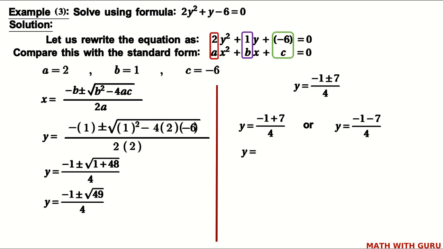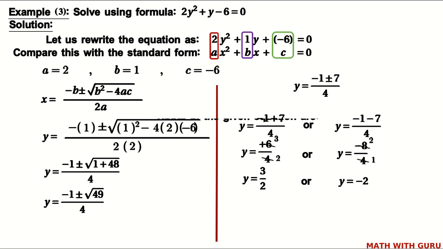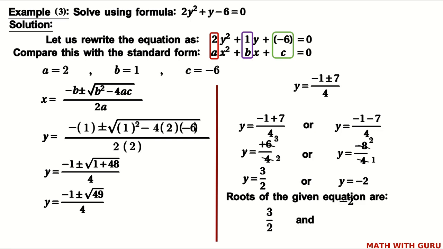Let us simplify them. y equals plus 6 divided by 4 or y equals minus 8 divided by 4. 2 2s are 4, 2 3s are 6. 4 1s are 4, 4 2s are 8. y equals 3 by 2 or y equals minus 2. Therefore, the roots are 3 by 2 and minus 2.